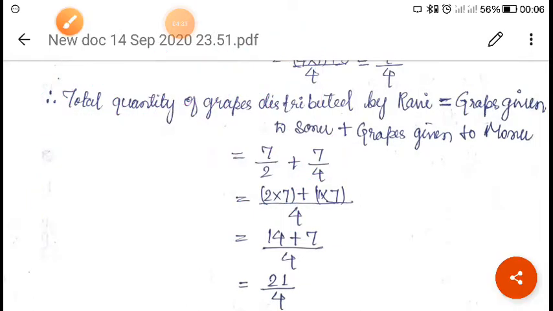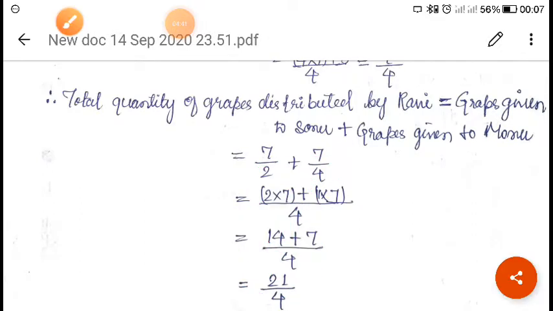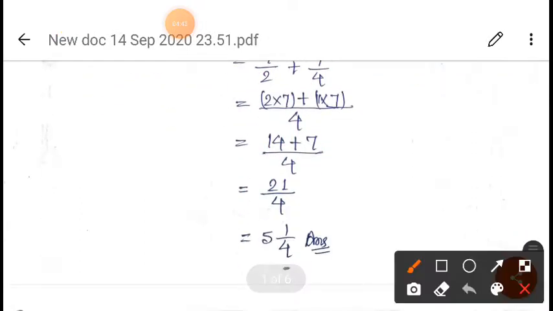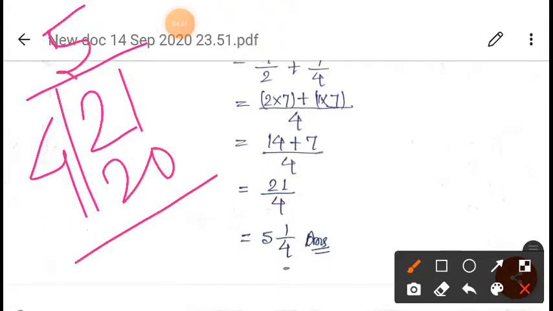As you can see, 1 2 into 7, 1 into 7, so 2 into 7 is 14, 1 into 7 is 7 by 4, you will get what? 21 by 4. So when you divide 21 by 4, we will get 4, 5s are 20. Okay, you'll get what here? 1.